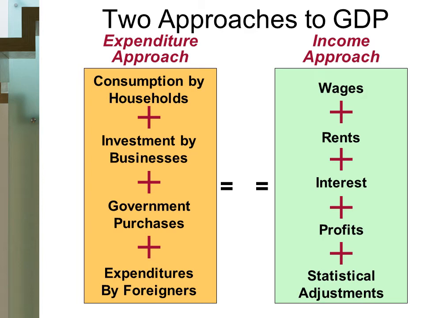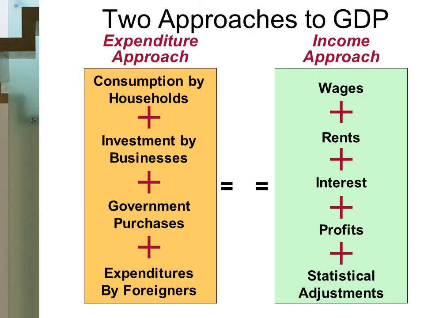So we can either add up all of the money that was spent on final goods and services, the expenditures approach, or the income that was generated in producing those very same goods and services. I'll say that one more time. GDP can be measured in two ways: we can add up all of the money that was spent on final goods and services, the expenditures, or the income that was generated in producing those same goods and services.